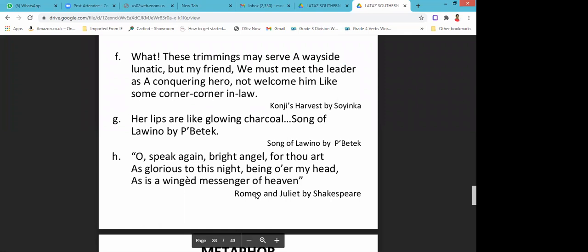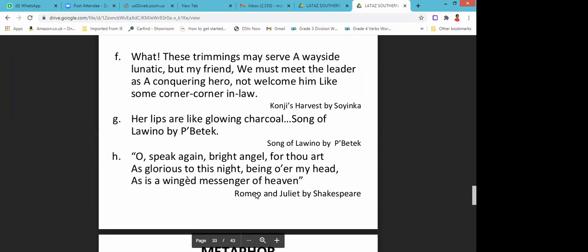Another example from Kongi's Harvest, by Wole Soyinka. These trimmings may serve a wayside lunatic, but my friend, we must meet the leader as a conquering hero, not welcome him like some in-law. So Daodu is talking about how he should dress as the king going to meet Kongi. He can't just wear any garments, but he had to wear shiny, flamboyant ones. So comparing what he would wear or what he's wearing to what he should wear.